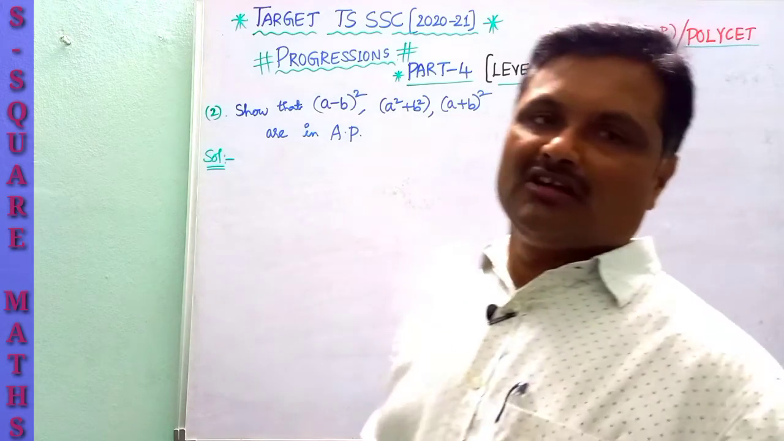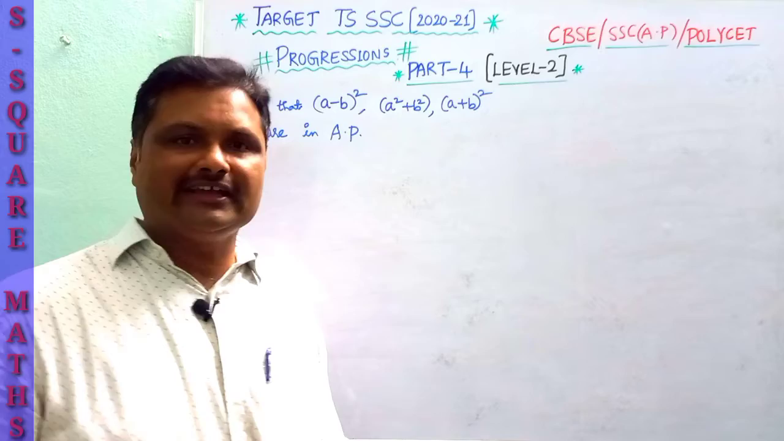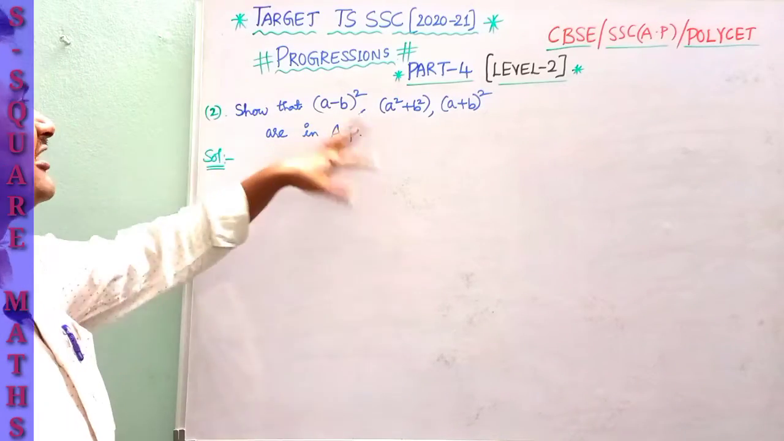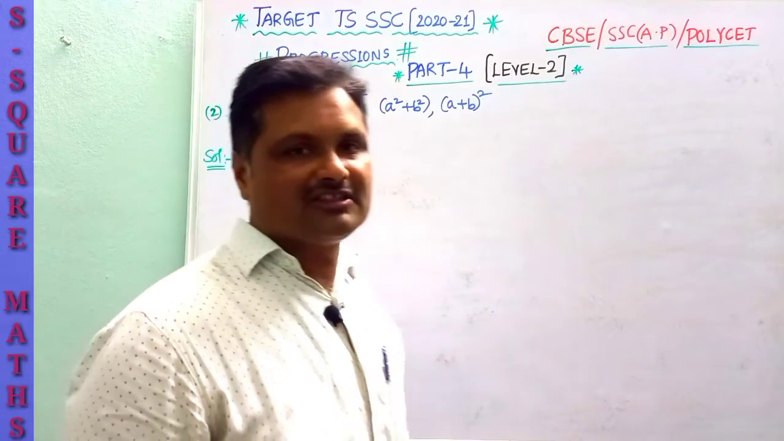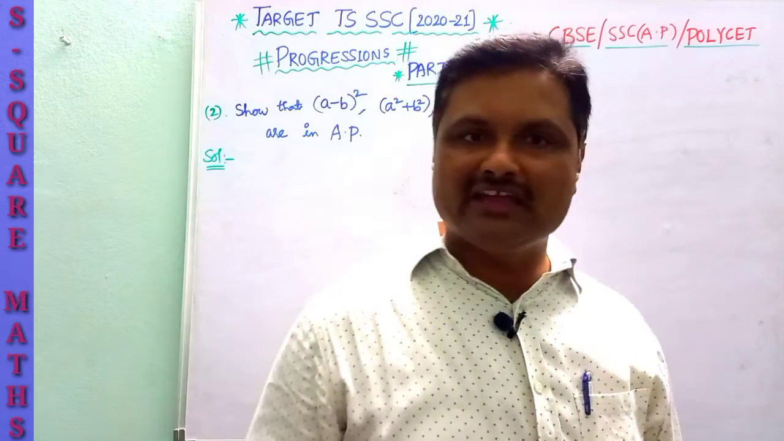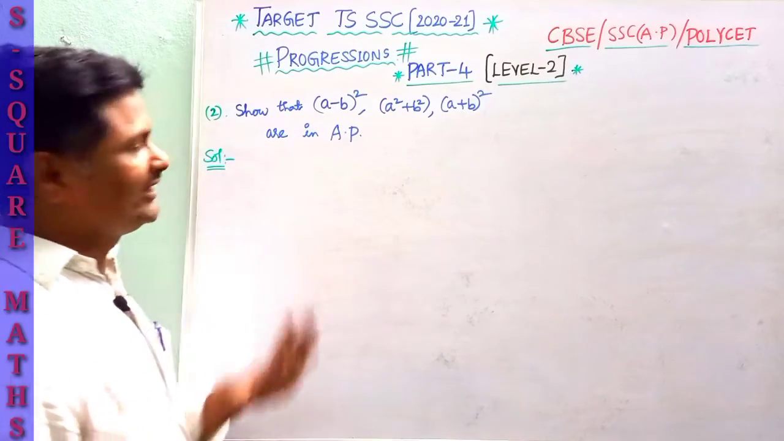Now the second problem of part 4, level 2 again. Show that (a minus b) whole square, a square plus b square and (a plus b) whole square are in AP. We have to prove it.